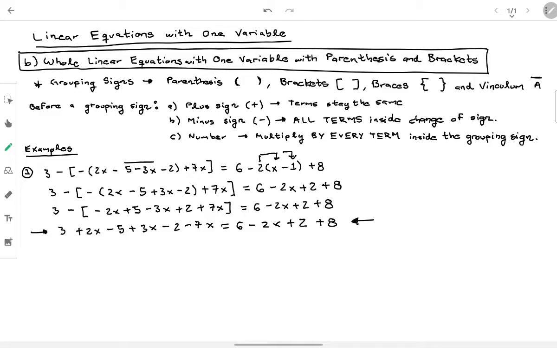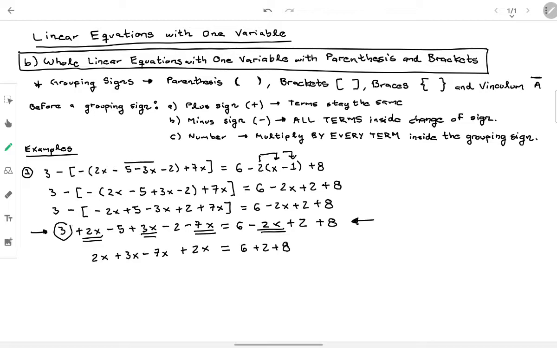So we need to put the terms with x in the first member, that means on the left, and the numbers to the right, or in the second member. So we will get 2x, 3x, minus 7x. They don't move, so they stay the same because they are on the left part of the equation. 3x minus 7x. This minus 2x will be a plus 2x because it changes from one part of the equation to the other. So we will have on the right part 6 plus 2 plus 8.